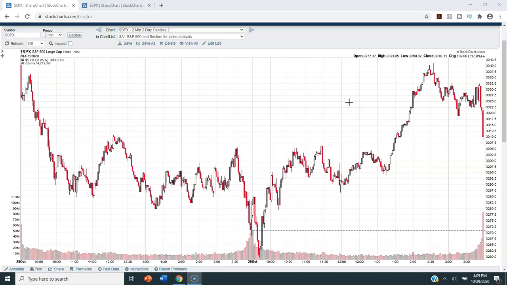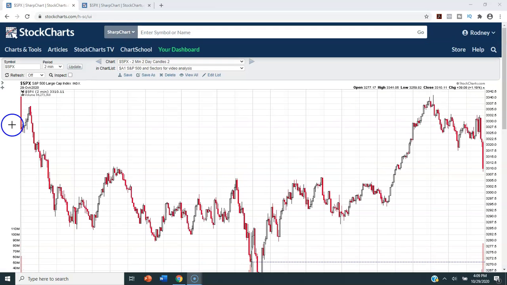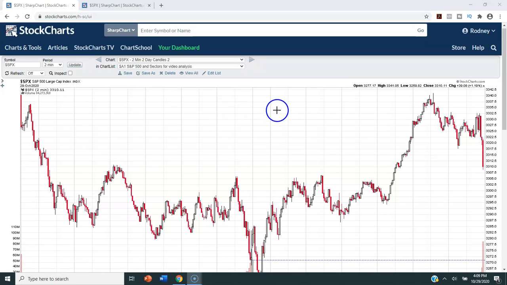Today we will be doing technical analysis on the S&P 500 for Thursday, October 29th, 2020. And for this analysis, we will be using stockcharts.com.